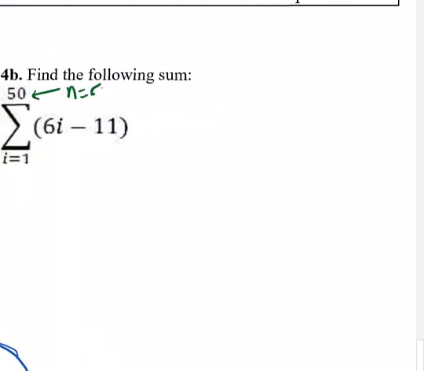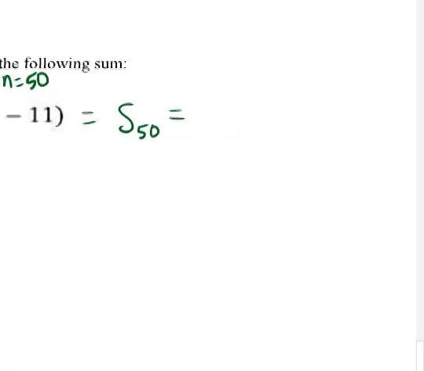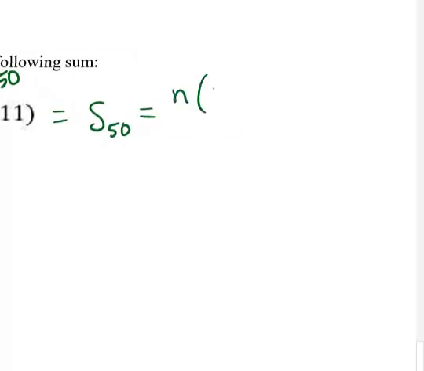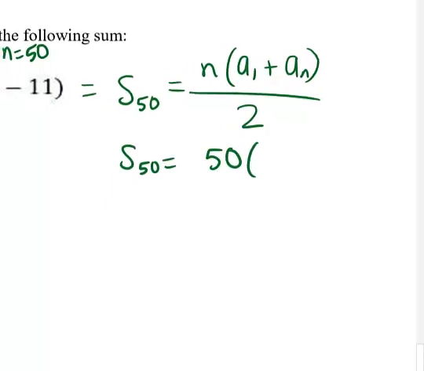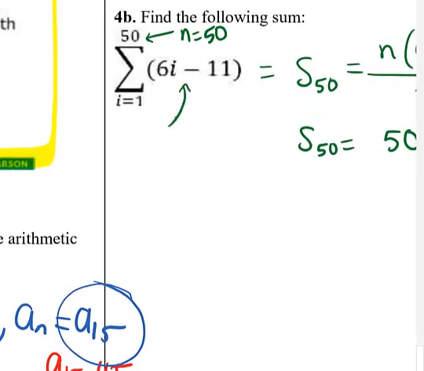So they want the first 50 terms. That means n is 50. This is s subscript 50, which means I should be able to use the formula that they gave me to find the sum of the first 50 terms. It's n times a1 plus an over 2. But specifically, we want n to be 50 in this case. S sub 50 is, okay, 50 times the first term. What is the first term of the sequence? You have to go find out.